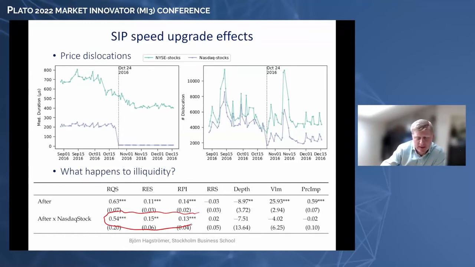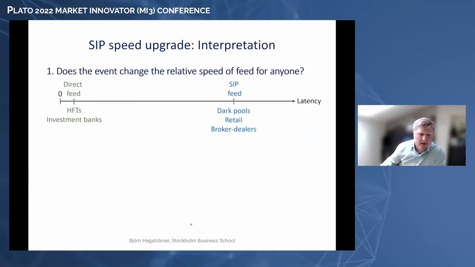I don't think it's all clear how to interpret this. So this will be my first comment. I have two lines of thinking for the interpretation. The first one is most consistent with what Shihao talked about. So I drew here an axis of latency where to the left we have those who access the direct feed, and to the right we have those who access the SIP feed.